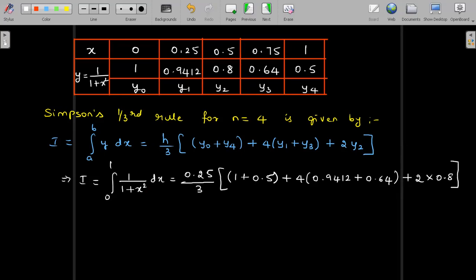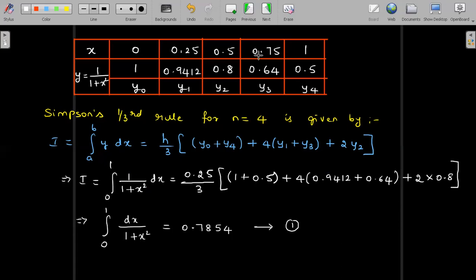With the help of a calculator, we can evaluate this, and this leads to the result integral 0 to 1 dx divided by 1 plus x square is equal to, rounding off our value to 4 decimal places, 0.7854 we are getting. And that's the numerical integration value using Simpson's 1/3 rule for n is equal to 4 divisions. So this is the answer for the first part of the problem.